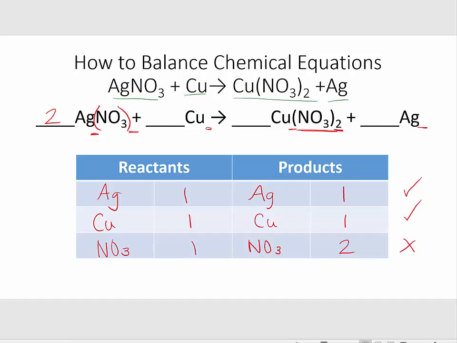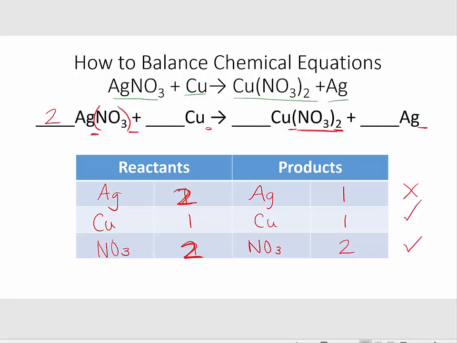So now I will update my chart. How many silver do I have on both sides? I have 2 silver here now. I've got 2 times 1 gives me 2 silver on the left-hand side. On the right-hand side, I still only have 1 though. We'll come back to that in a second. Copper, I have 1 copper here and 1 copper there. So that stays the same. And now nitrate. How many nitrates do I have on the left-hand side? 2 times the implied 1 gives me a 2 now. So I have to update that. So now let's check. Is it balanced? It is not balanced for silver. Is it balanced for copper? Yes. Is it balanced for nitrate? Yes, now it is. We've fixed that.